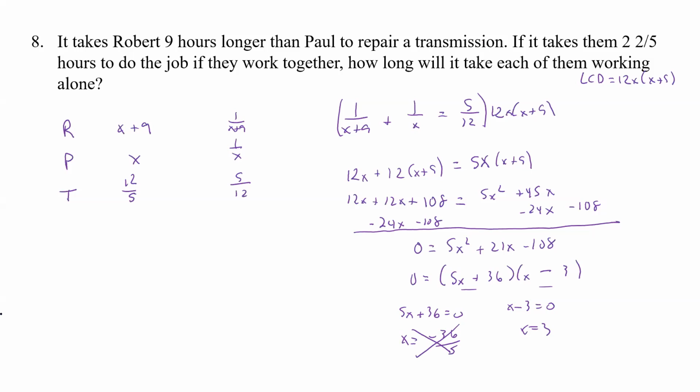And so then it says Paul takes 3 hours and Robert takes 3 plus 9 or 12 hours. So that's the amounts of time it takes each of the mechanics to repair the transmission by themselves, and then together they take the 2 2/5 hours. All right.